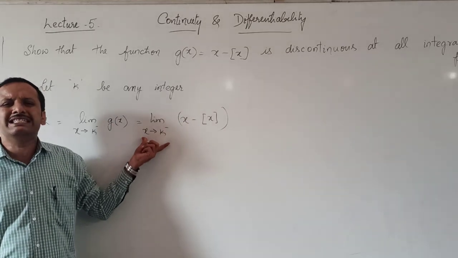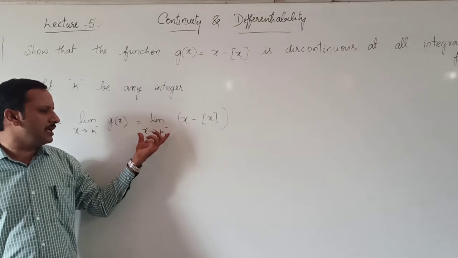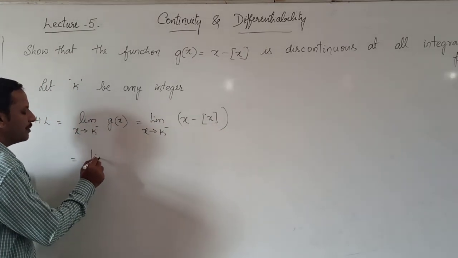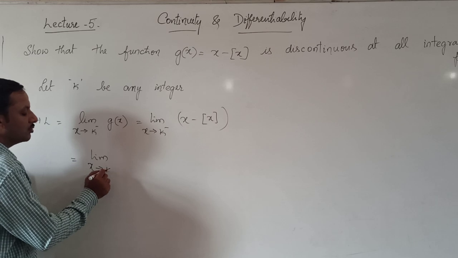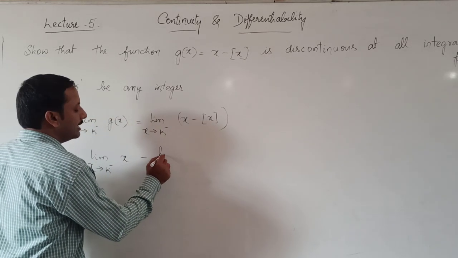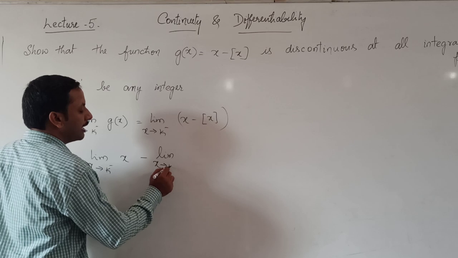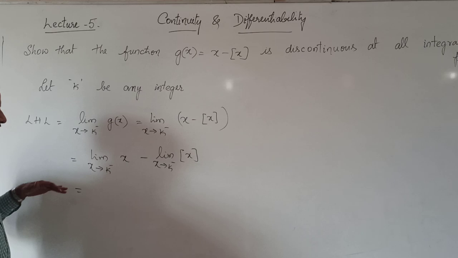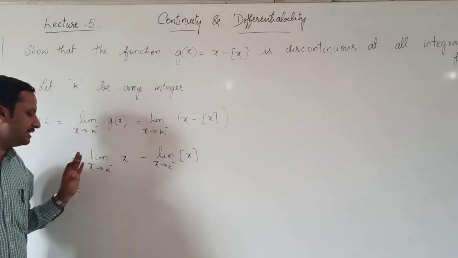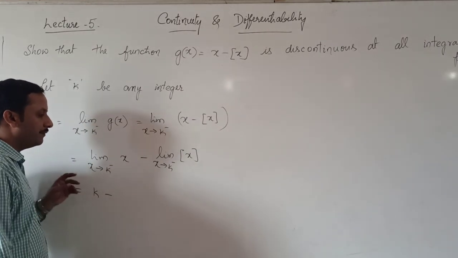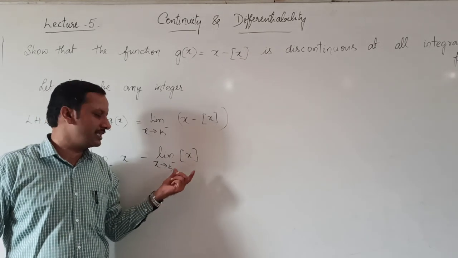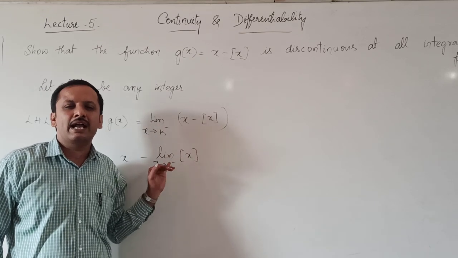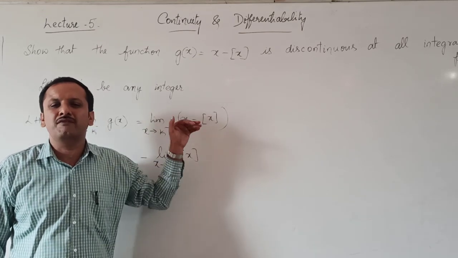Now k is an integer. According to the properties of limits, you can apply the limit for these two separately. I can write it like this: limit x tends to k minus x minus limit x tends to k minus [x]. So k is an integer. x is approaching k from left side. Then this x will be k itself. Now coming to limit x tends to k minus [x], k is an integer and x is approaching k from left side.